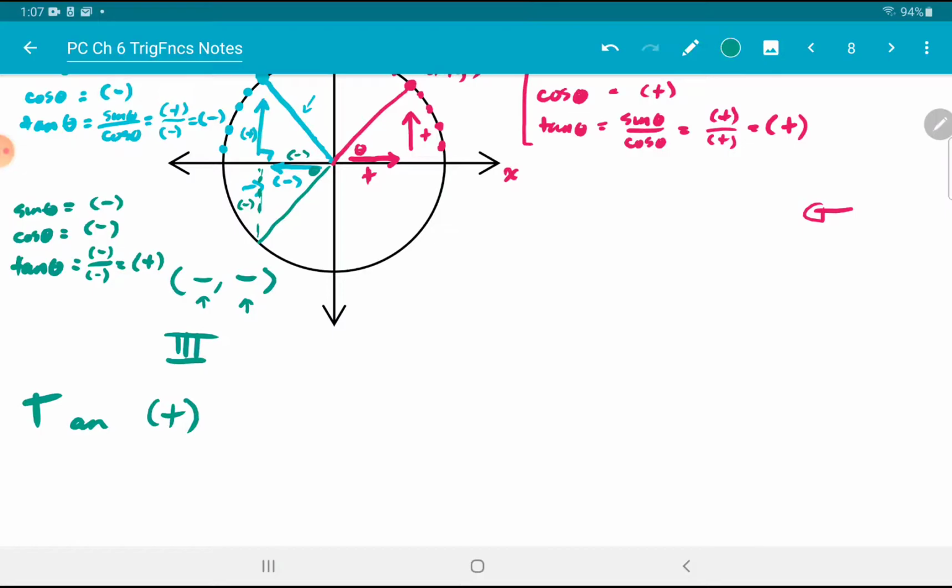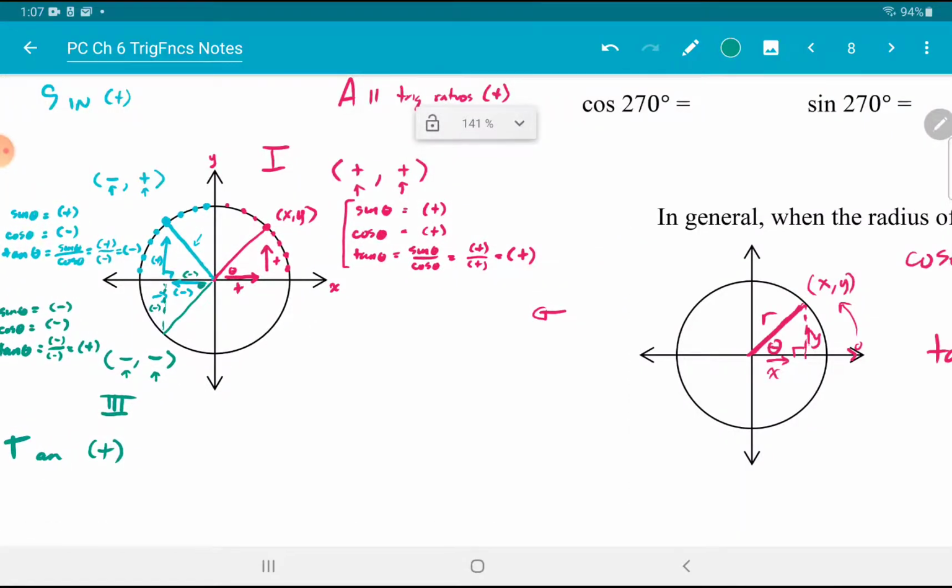Okay. Sorry, I forgot to classify the second quadrant here. In the second quadrant, we see that sine is positive. Okay, and then let's do one more. Let's do that last quadrant here.